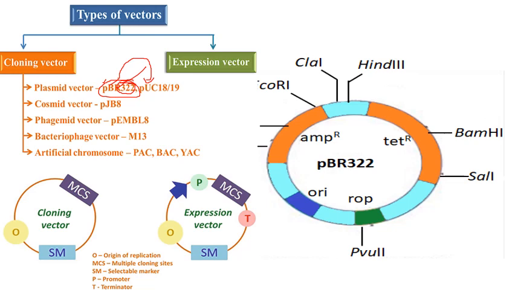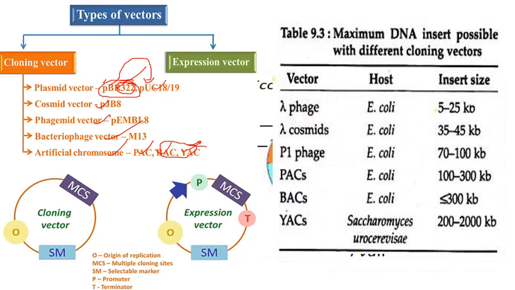Then pBR322 was enhanced by adding certain features, and this is named as pUC, that is produced by the University of California, and this is the serial number that is given to this. Then we have this cosmid vector that I have already discussed, and phagemid vector again. Then bacteriophage vector, and we have artificial chromosomes like BAC and YAC. So these two vectors are mainly used to replicate large genome sequences.